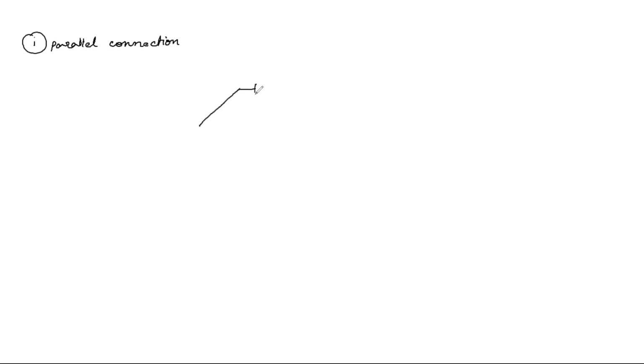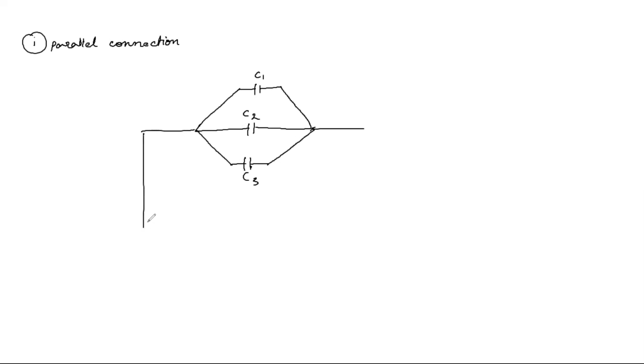So let's say that you have a capacitor of capacitance C1, another capacitor of capacitance C2, and another capacitor of capacitance C3, and all these three capacitors are connected in parallel, and all of them are connected to a battery. Let's say the EMF of this battery is E. So that E is the potential provided.